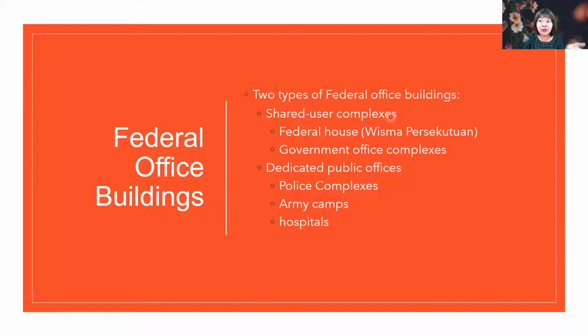Bila kita tengok balik Wisma Persekutuan kita, bila kita pergi, dia tak semestinya hanya ada office JPN, tapi ada juga JPJ, ada juga immigration, custom. So all of these will be located at once, and sometimes it will also include things like PDPDN. The second example is UTC. And then the second type is the government office complex.